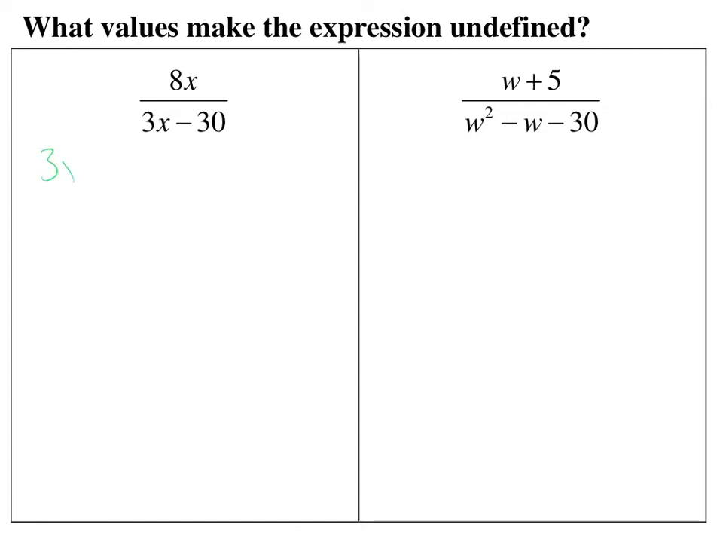Well, what makes 3x minus 30 equal to 0? Could you just solve it? Could some of you just see it? Yeah, but if you just solve this, could you just add 30, and then we got 3x equals 30, and then divide by 3. X equals 10. So the restriction is x cannot equal 10, technically.